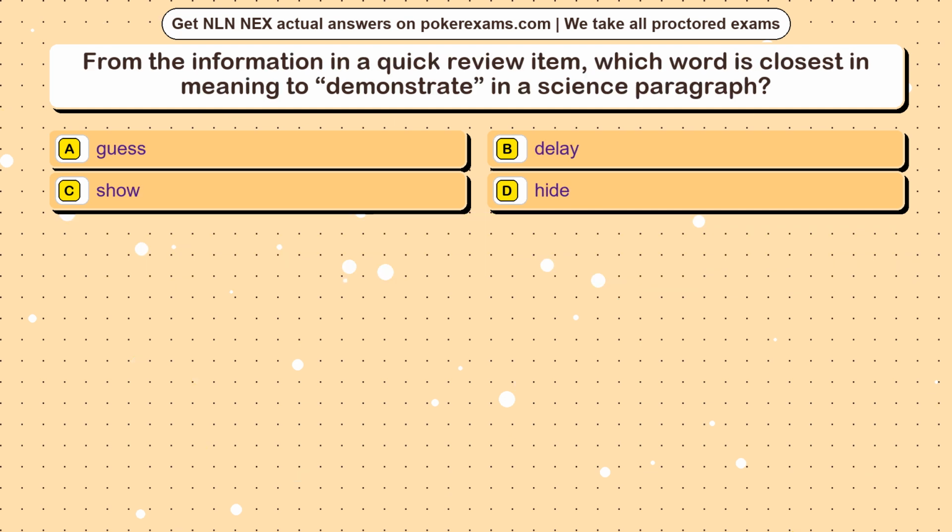Question 22. From the information in a quick review item, which word is closest in meaning to demonstrate in a science paragraph? Option A, guess. Option B, delay. Option C, show. Option D, hide.